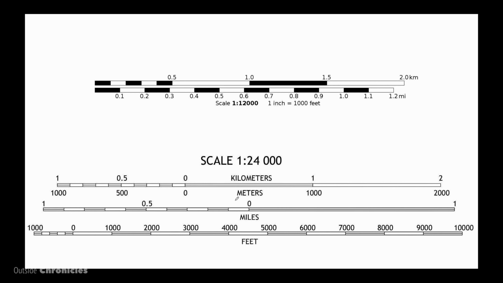Map scale is shown in one of 4 ways. One way is the ratio. We see it as 1 to 12,000 there. Another is a verbal statement: 1 inch equals 1,000 feet, and we see a scale of 1 to 24,000 there. Then we look at different rulers, and they can be divided into miles, kilometers, and even feet and meters.